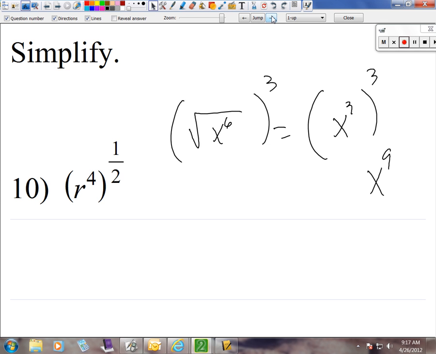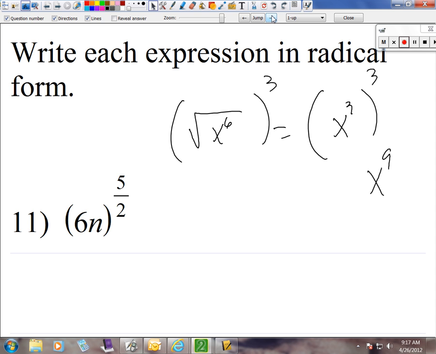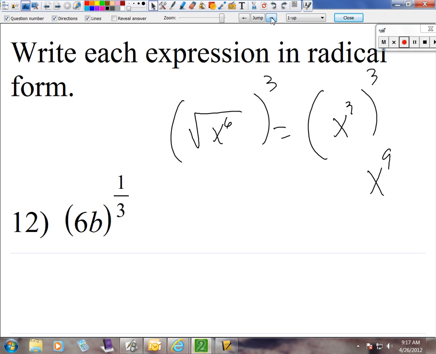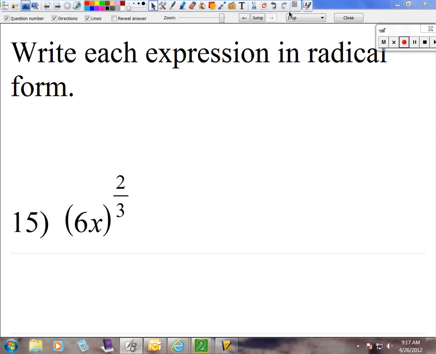I don't need to do all 15 of these. Here's what I want you to do. I guess I've already done all that. I don't have any of these on here, do I? I was hoping to have some in radical form where you could go in the reverse. Let's just make up a couple. You need to do this because it's on your homework. I'll just make up a couple problems here.